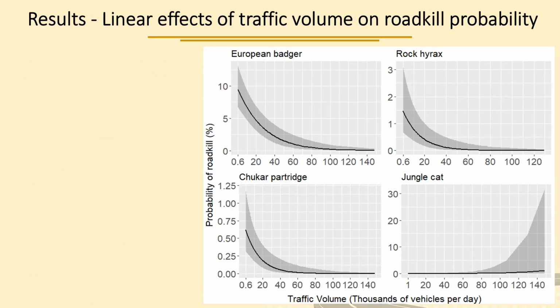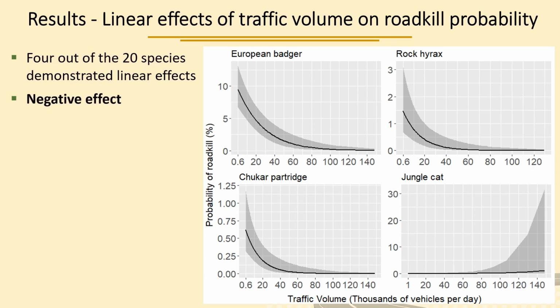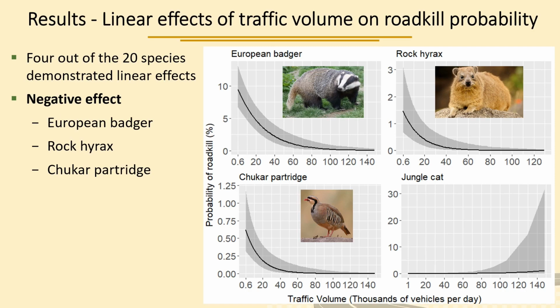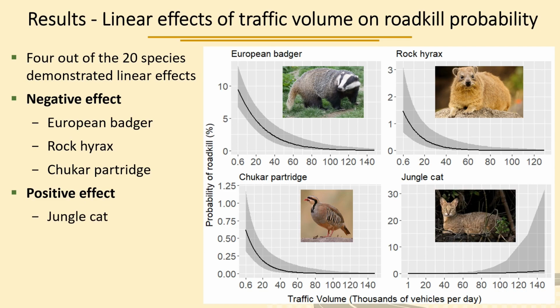We also found significant linear effects for 4 out of 20 species. Negative effects were found for 3 species: badger, hyrax, and partridge. A weak positive linear effect was found only for the jungle cat.